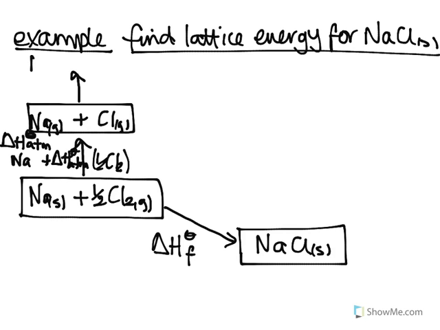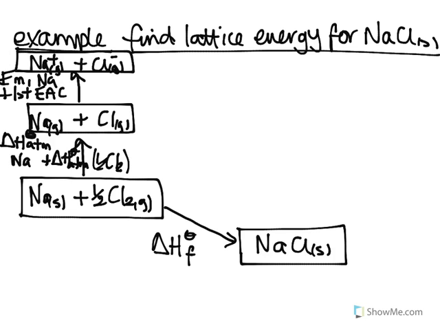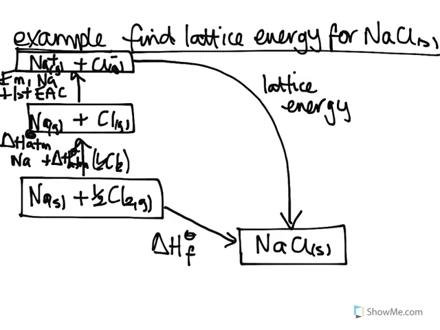And then of course in the next step we're forming gaseous ions. So here we're doing the first ionization energy of sodium and the first electron affinity of chlorine, and then our lattice energy would be going from here to here. So as in this cycle, we can look up the data. The enthalpy change of atomization for sodium is plus 109 kilojoules per mole, and we'll assume these are the units for all of the energy changes.